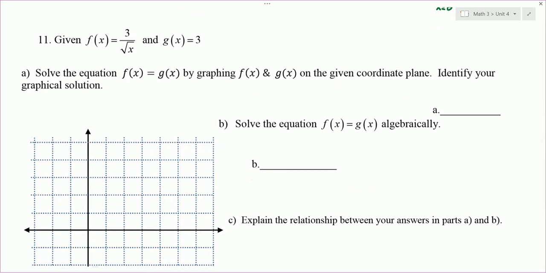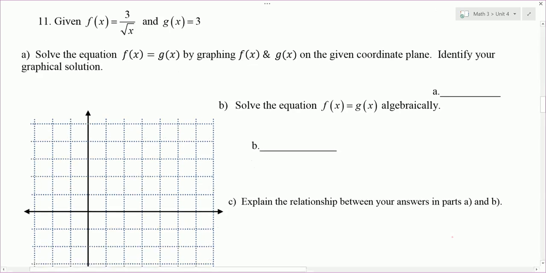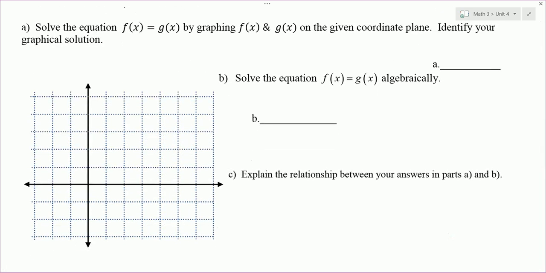Number 11. Given f of x equals 3 over the square root of x and g of x equals 3, solve the equation f of x equals g of x by graphing on the given coordinate plane, identify your graphical solution, and then solve the equation algebraically. Explain the relationship between your answers in part A and part B.